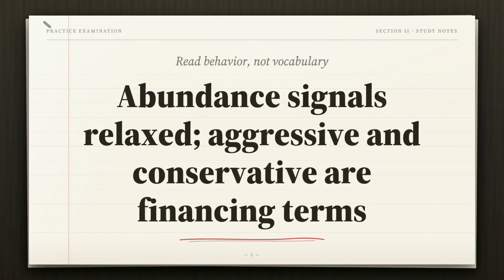Relaxed and restricted are read the same way from behavior, but point in opposite directions: generosity versus leanness in cash, inventory, and credit. Don't let financing terms like aggressive or conservative distract you from what the scenario actually shows.